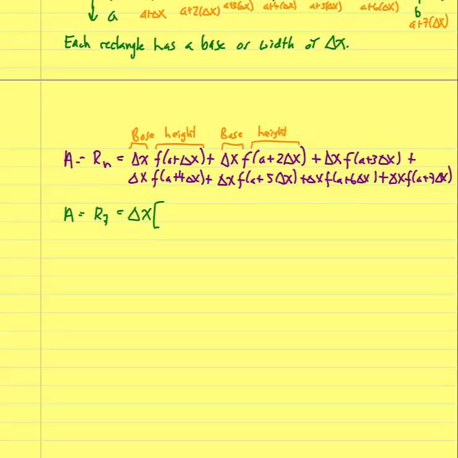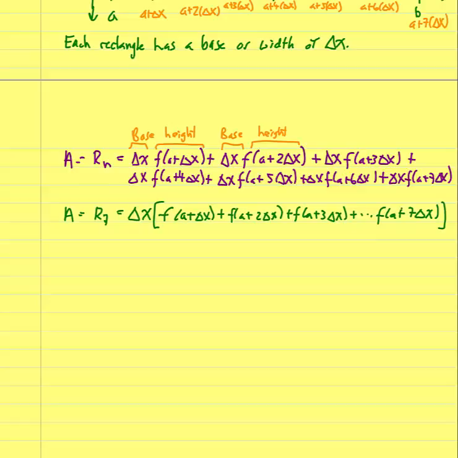And then what you can see that we have here is f of a plus delta x plus f of a plus 2 delta x plus f of a plus 3 delta x all the way up to f of a plus 7 delta x. Okay, the dot dot dot means filling in the 4, 5, and 6. Well, this is a lot to write. What if we had 100 rectangles?